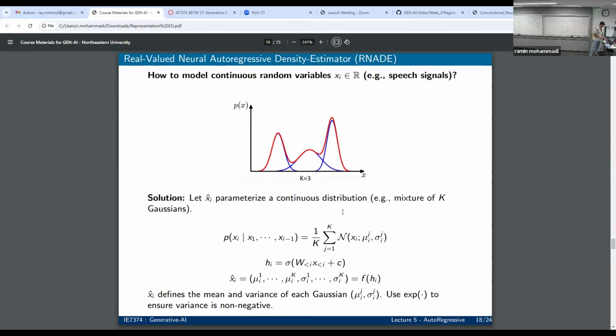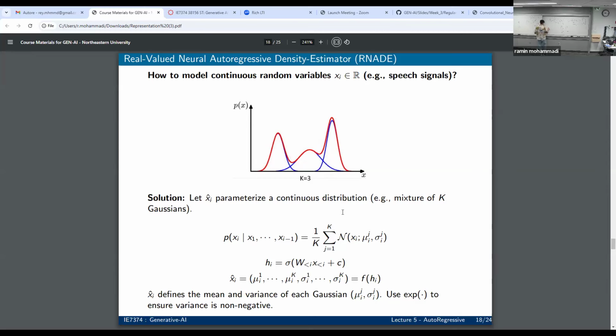Now, what if we want to use this for a continuous distribution? That is where the real-valued neural autoregressive density estimator, or RNADE, comes in. That's the name of this model. The idea here is that we're no longer doing categorical density estimation. We do continuous density estimation. Same idea, H, X, everything is the same. You first find H, same thing. You pass H to a function. We are basically doing a mixture of Gaussians.